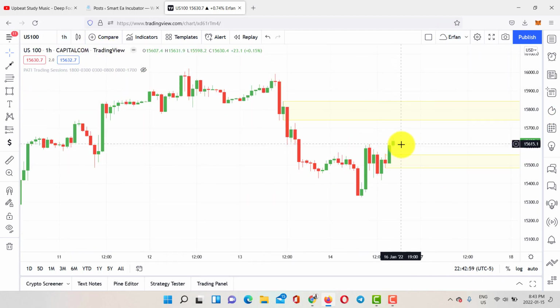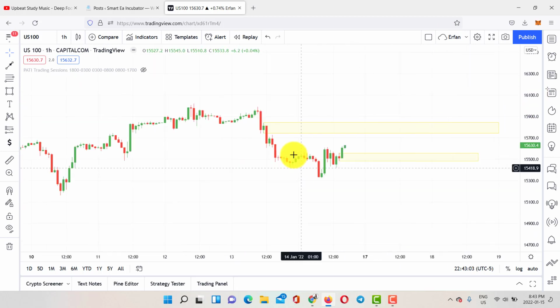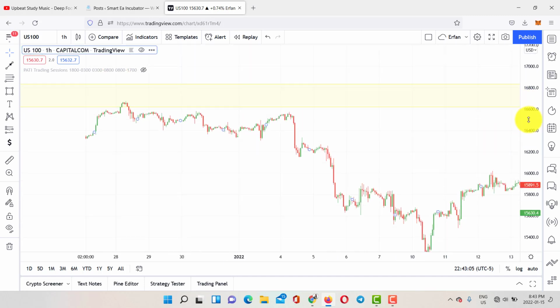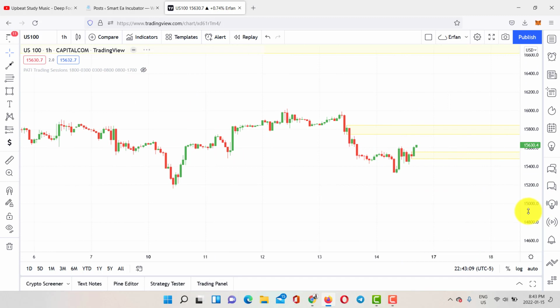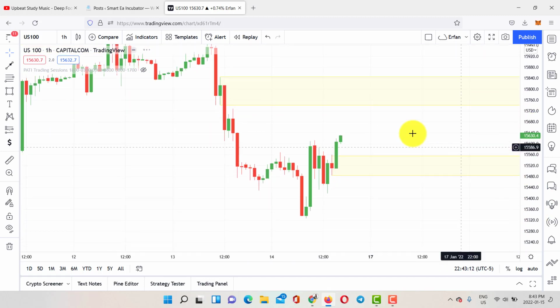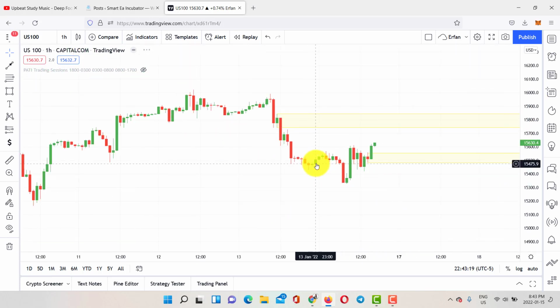We definitely need to wait for the price to hit this zone or this zone, and then we decide when and where to take the trade. But for indices, I don't really want to go short. I'm biased towards going long and then seeing what happens, because we had a clear break of structure right here. Okay, so this is my analysis for this week, guys.